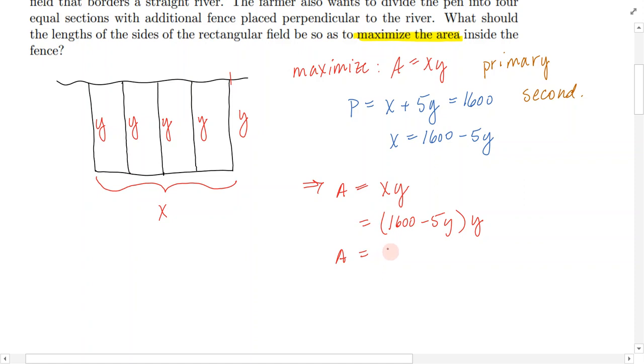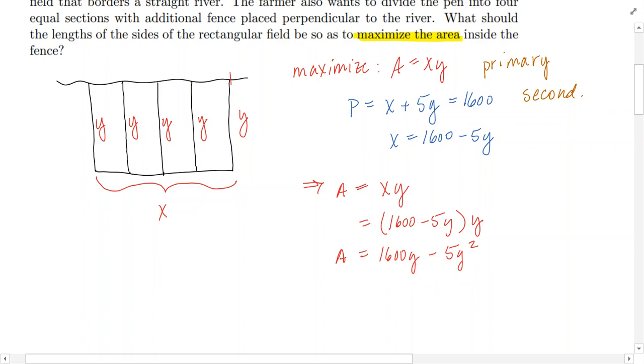So I would end up with 1600y minus 5y squared. So far I haven't done very much except come up with an equation representing what I want to maximize, and I needed it to be written in terms of a single variable that I'm going to be able to use.